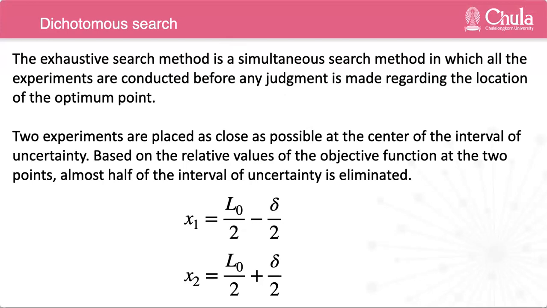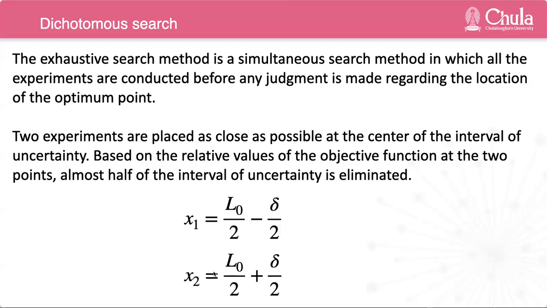Okay, so we move to the next algorithm. This one is called dichotomous search. For dichotomous search, we need only 2 experiments. And these 2 experiments are placed as close as possible to the center of the interval. x1 is L0 divided by 2, half of L0, and you move to the left by subtracting delta over 2.